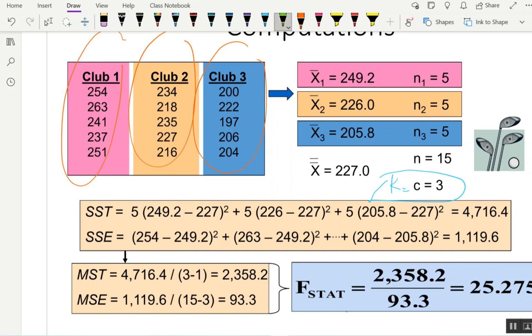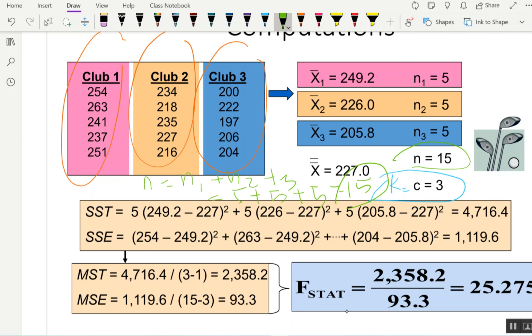So the sample size for each of these clubs, club 1 is 5, and similar for each of these, right? So the total N here, how do we get N? N is the total observations, meaning that N is equal to N1 plus N2 plus N3, which is 5 plus 5 plus 5. So you should be getting 15. Alright, so this is how we calculate this. Now we go to SST. How do we calculate for SST?